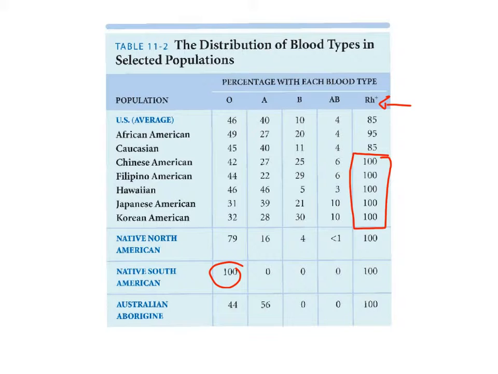Whereas other populations that probably had a lot of mixing have roughly equal amounts of A, B, and O type blood. In the U.S. average, B is going to be the rarest, and then AB very rare, but most people in the U.S. are going to be of the positive type. So you can look at that chart on your own for something that you find interesting.